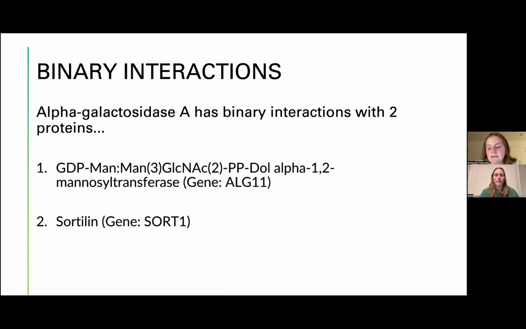These are an important component of N-linked glycosylation, and N-linked glycosylation is an important part of our protein's function. Next, we have sortilin. It's important because it transports proteins from the Golgi apparatus to the lysosome, and since our protein is found primarily in the lysosome, obviously it's going to be an important interaction.